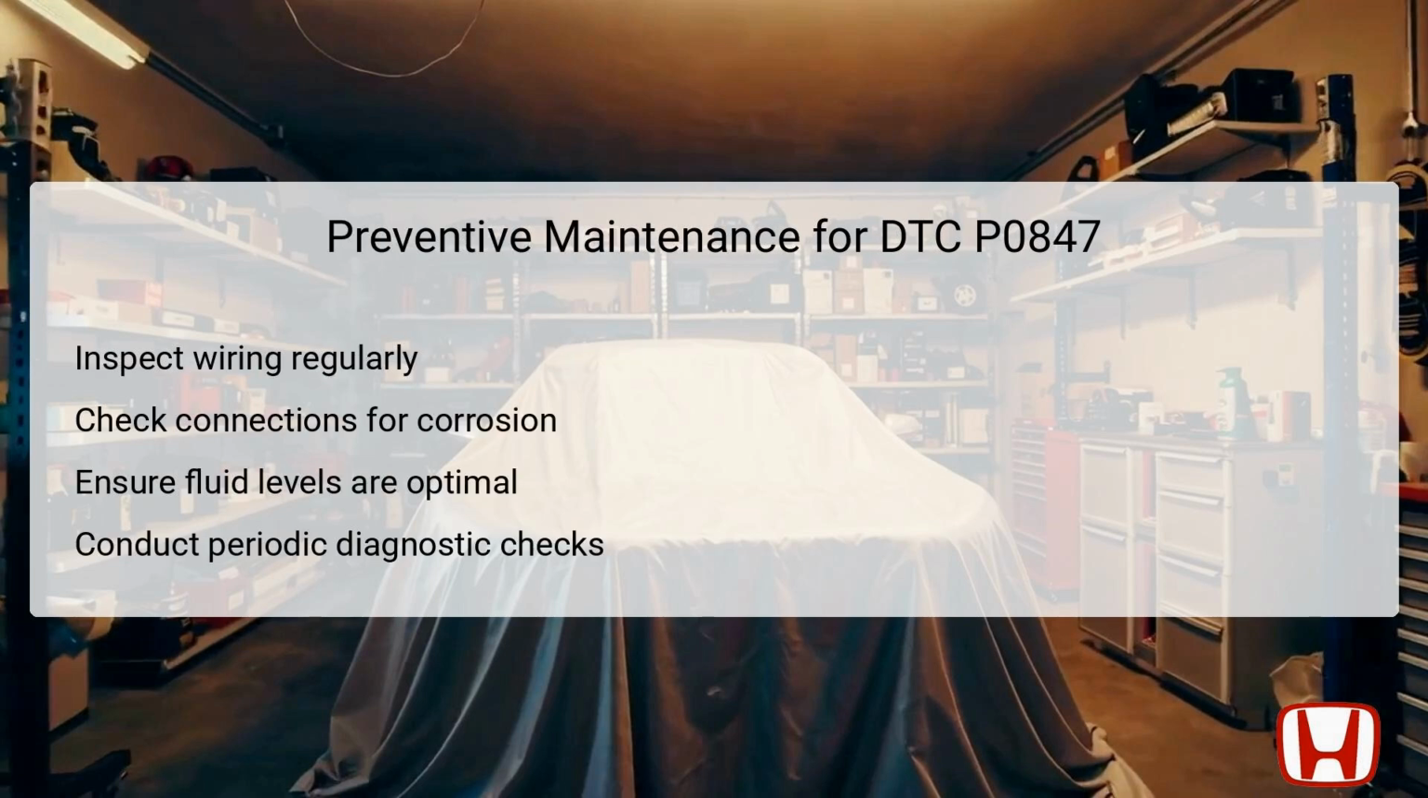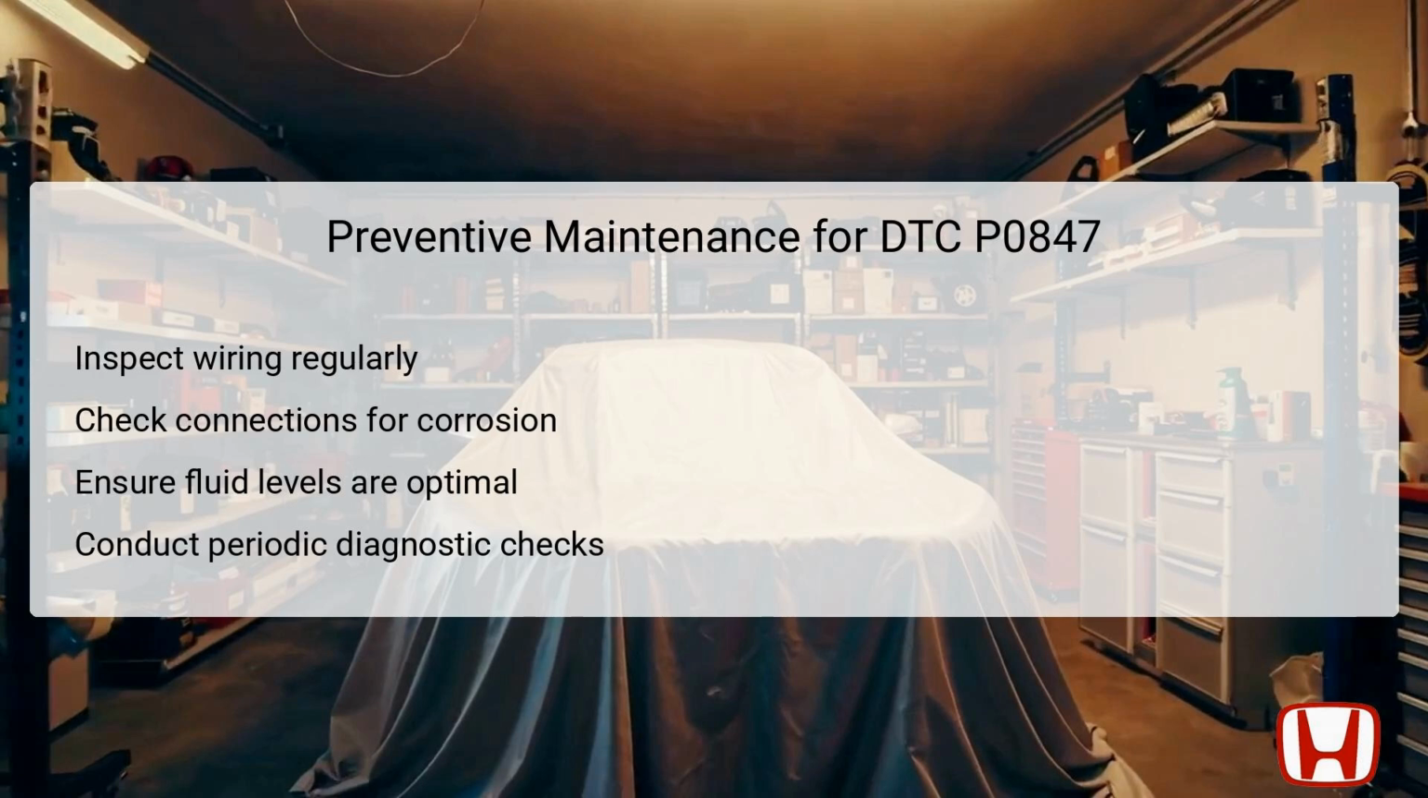Preventive maintenance is crucial in minimizing the chances of confronting DTC P0847 or similar transmission faults in the future. Regular inspection of the wiring associated with the transmission fluid pressure switch B can catch any early signs of wear or damage before they lead to significant failures. Keeping connections clean and checking for any signs of corrosion can enhance the integrity of the electrical circuits, ensuring that voltage signals travel without interruption.